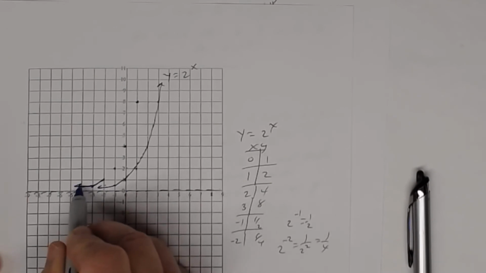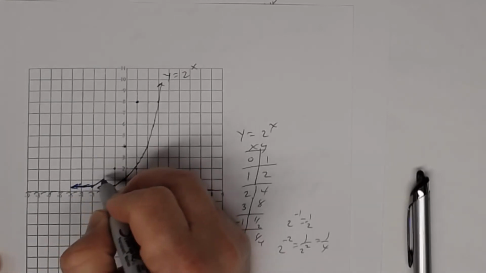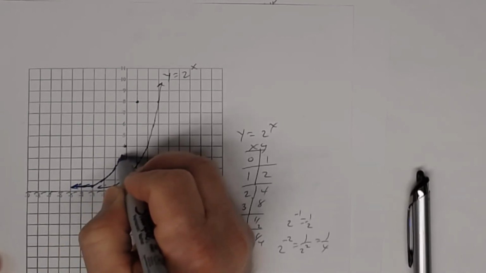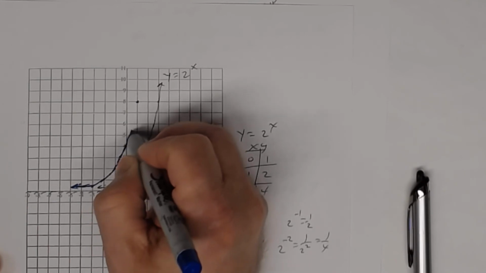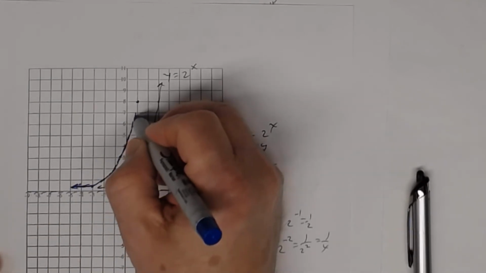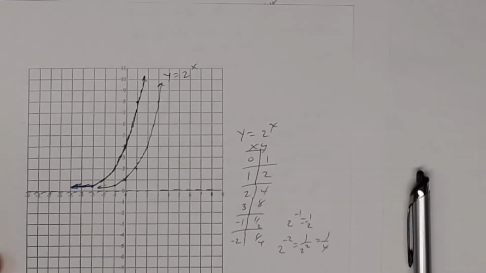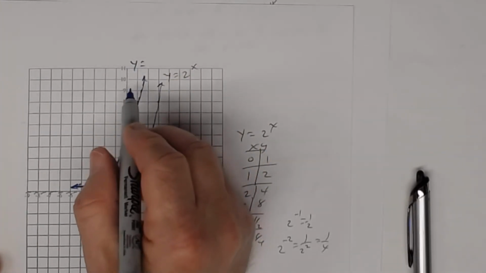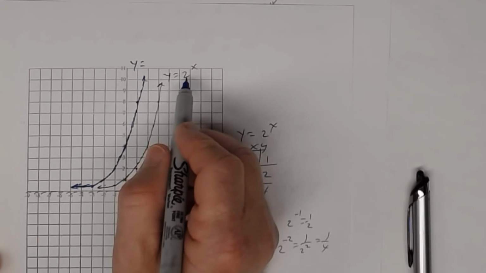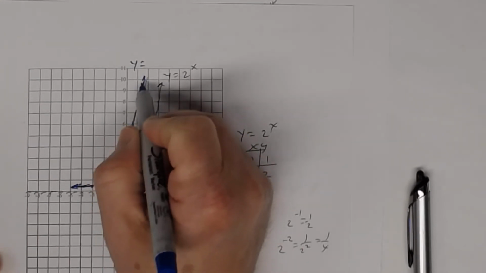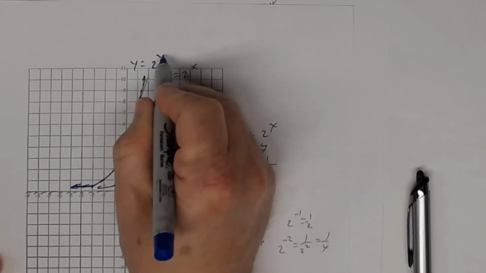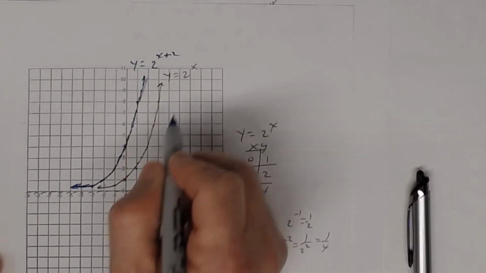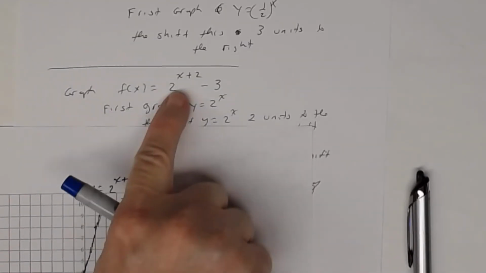Just like this. You have a pencil, so you can always erase this, and then make it look like this. As you go from left to right, this rises rapidly. All right, so make sure your equation's correct. Remember you're moving this 2 units to the left. So that means this blue graph is now 2 to the x plus 2, okay? Which is what this is.